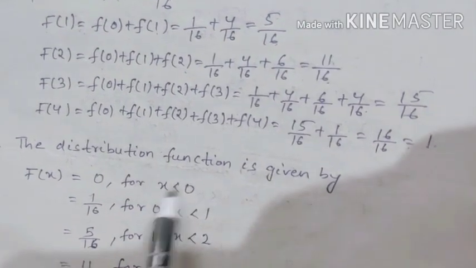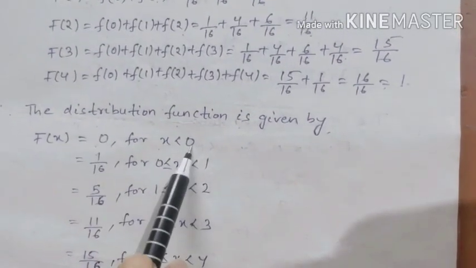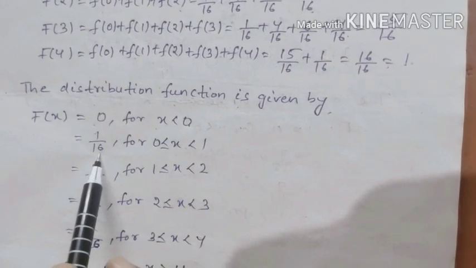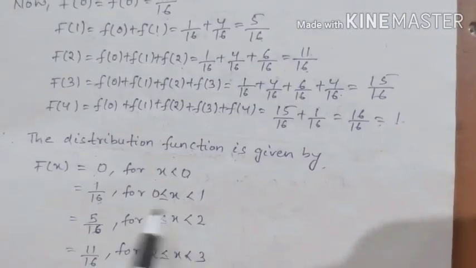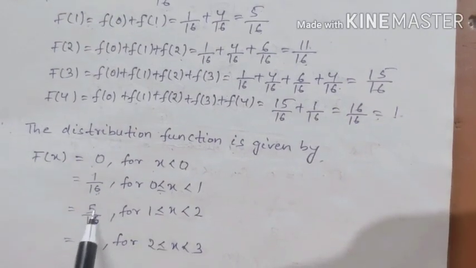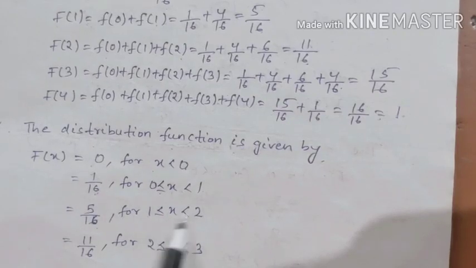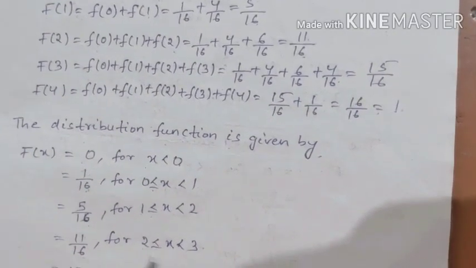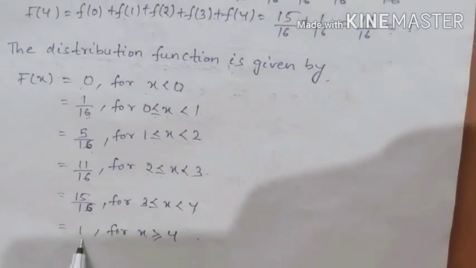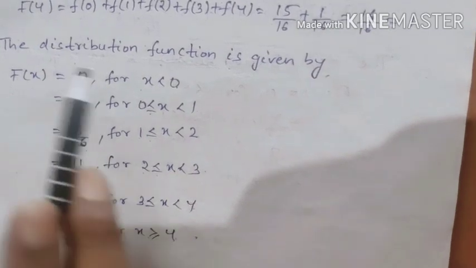So therefore, the distribution function is given by capital F of x equals 0 for x less than 0. The second one is 1 by 16 when x lies between 0 and 1, left closed. The next one is 5 by 16, after addition, when x lies between 1 and 2, left closed. 11 by 16 when x lies between 2 and 3, left closed. And equals 1 for x greater than or equal to 4. That is the cumulative distribution function.